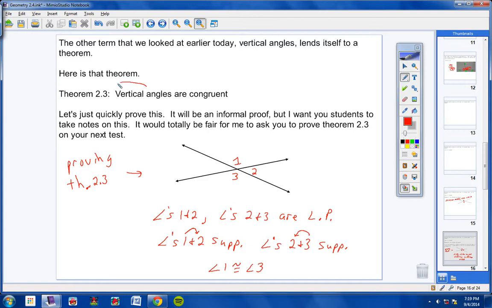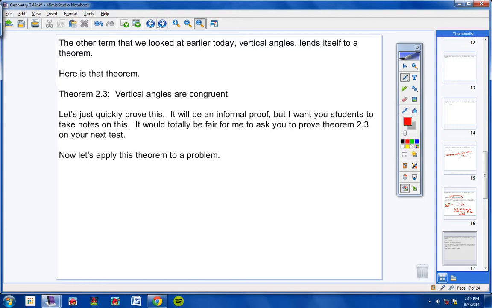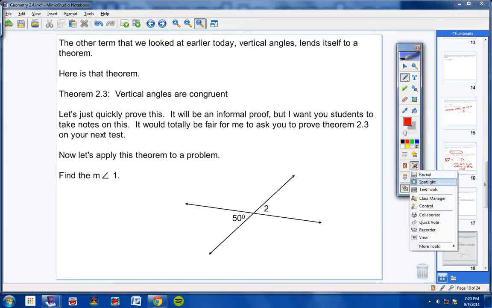Okay, so let's look at it again. Theorem 2.3, vertical angles are congruent. So if two angles are vertical, then they will be congruent. Okay, let's finish up with some math problems and we'll be done for the class period. Now let's apply this theorem to a problem. Here we go. Copy this in your notes, please.